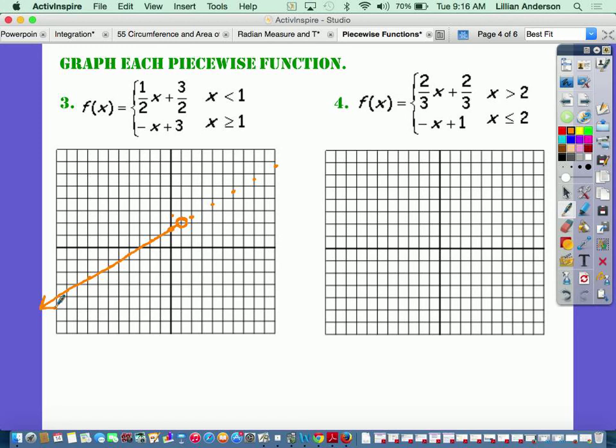So the trick is to graph the full line and only use what you need, okay? And then you erase the other points.